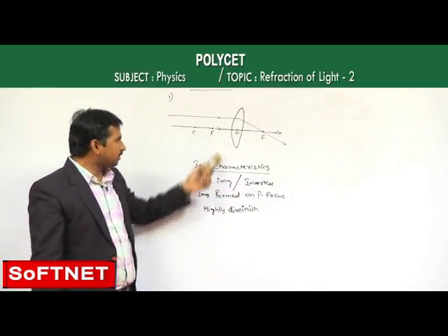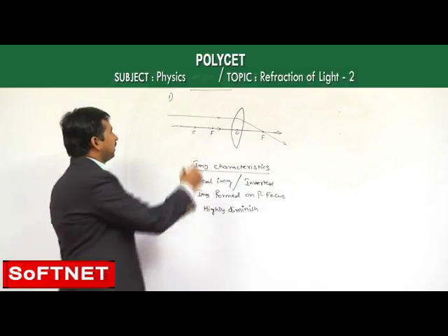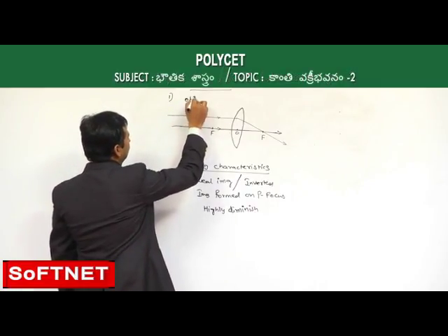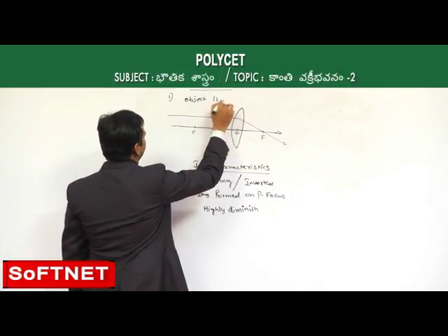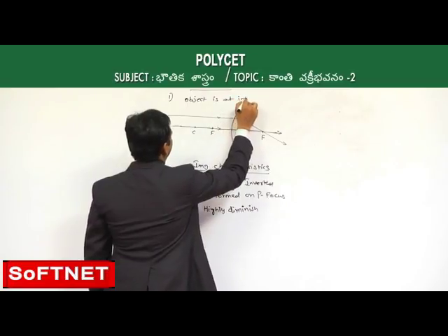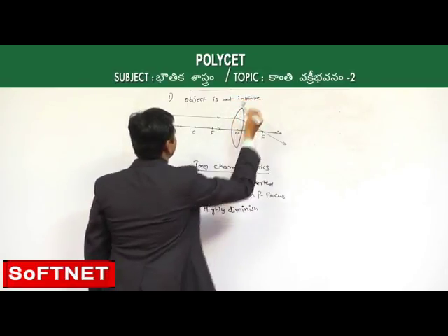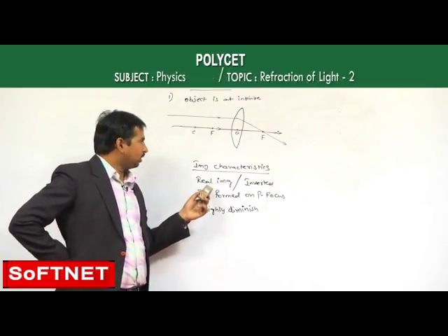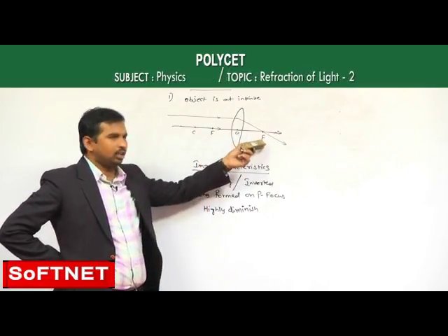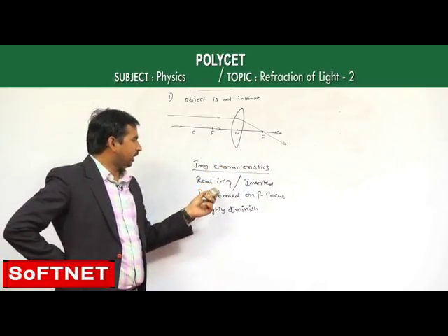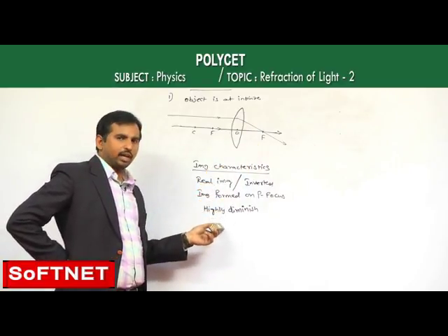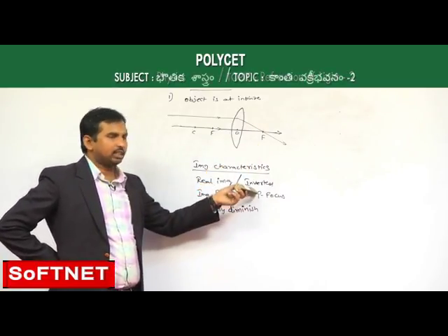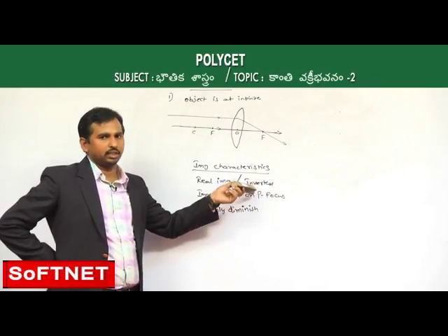Okay. So image characteristics, if the object is at infinite, this is the case, object is at infinite. Now the image is formed on the principal focus, and we are getting a real image which is highly diminished, and the nature it forms is an inverted image.